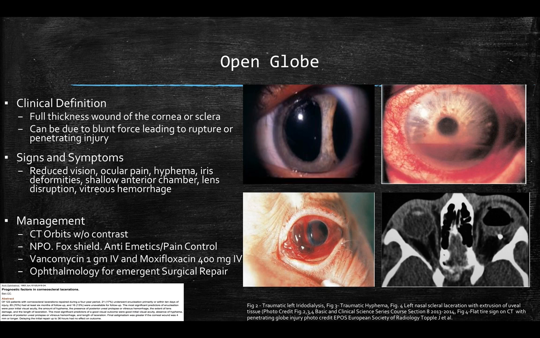Some of the most pertinent takeaways from that article are that the visual acuity at the time of presentation is very important. Absence of hyphema is promising. Absence of uveal prolapse or vitreous hemorrhage is promising for whether or not they ended up needing an enucleation. And the size of the laceration itself is important.